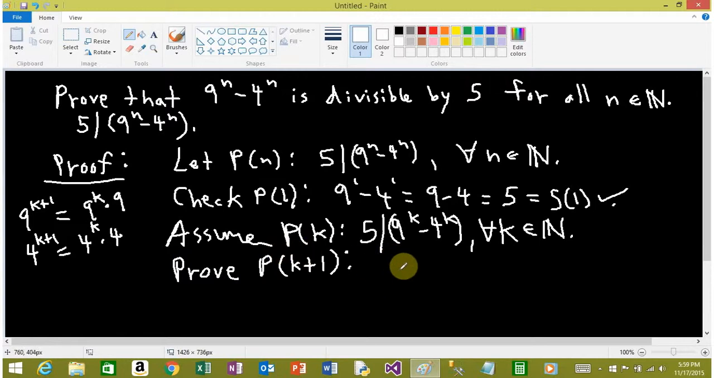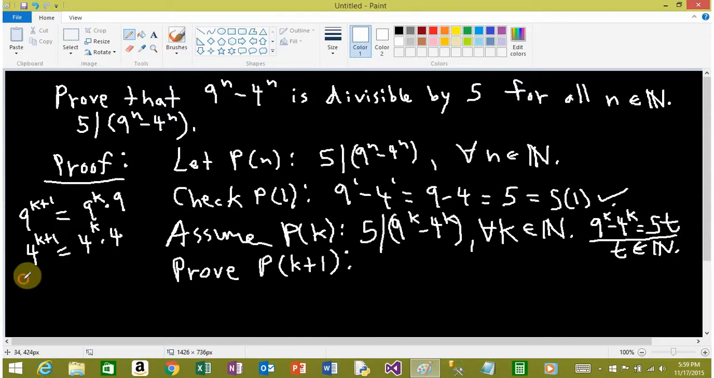For B of k plus 1, we need to make sure that we define this as 9 to the k minus 4 to the k. And we can say this is equal to 5, right? Since 5 divides it, 5 times, let's say, some natural number t. So t is in the set of natural numbers. So that's our equation there. We're given 9 to the k minus 4 to the k.